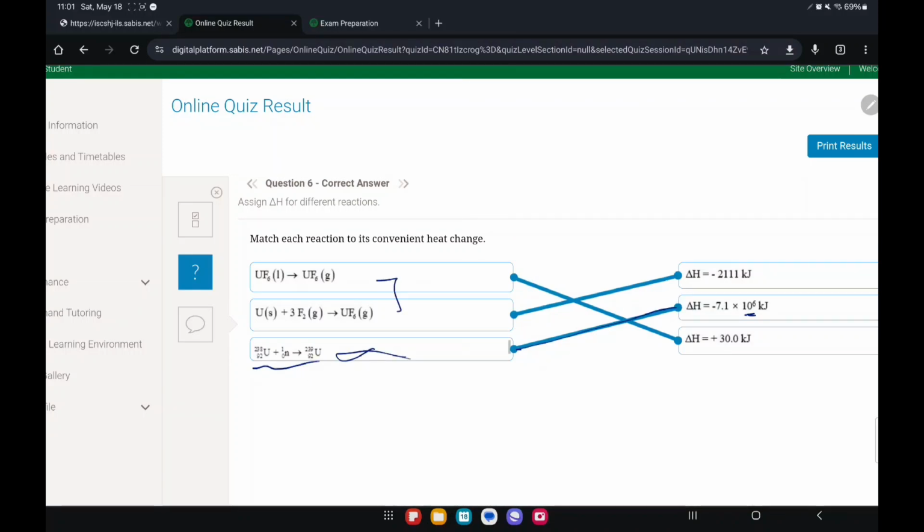Now, between these two, one of them is positive. They put the states on purpose. From liquid to gas, so remember, solid, liquid, gas. From liquid to gas, you're going to the right. That means you're going endothermic. And if it's endothermic, that means delta H is positive, right? If you're going from liquid to gas, which one is delta H positive? This one, so I match to this one. This one here is just the last option left.